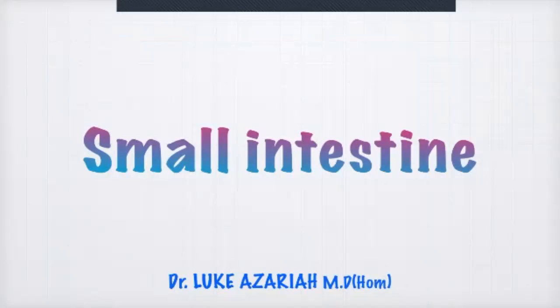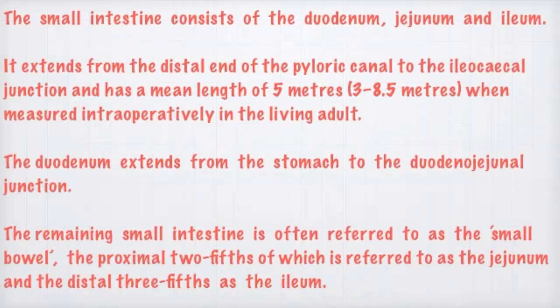In the previous class, we have learned about the stomach. In this session, we will learn about the small intestine, which is a continuation of the stomach in the alimentary canal. The small intestine consists of the duodenum, jejunum, and ileum. These three parts are collectively known as the small intestine.